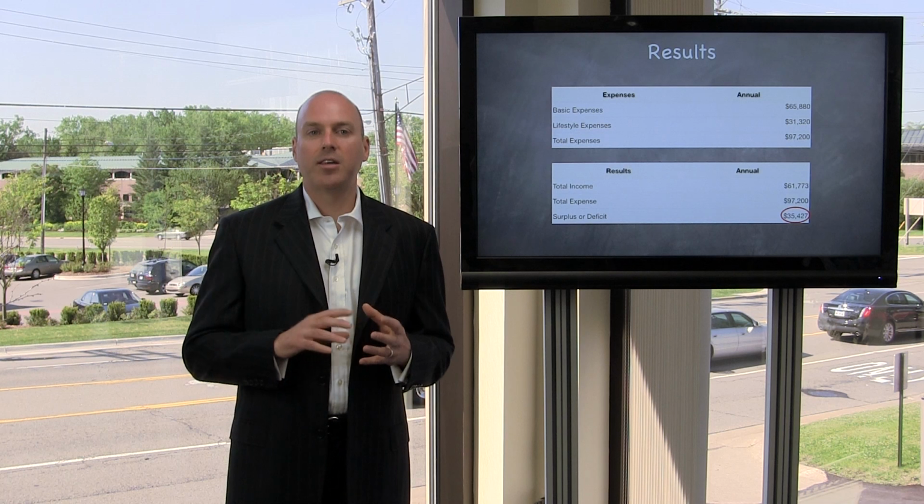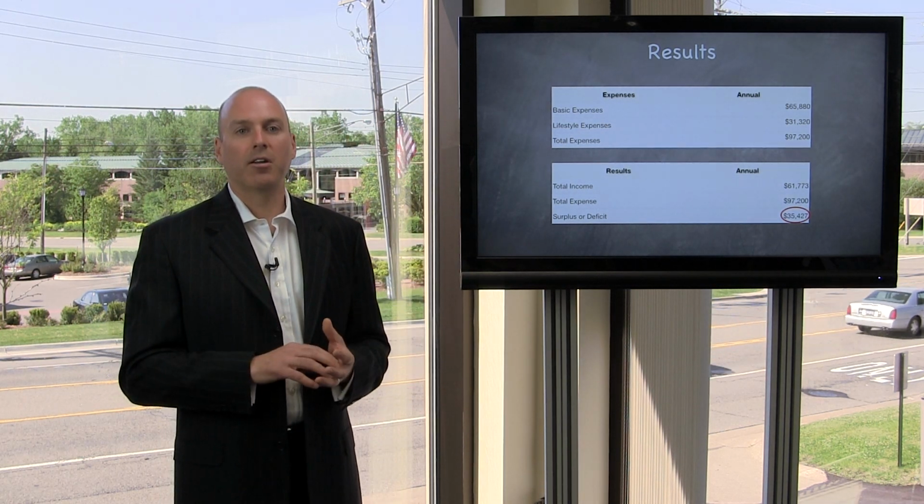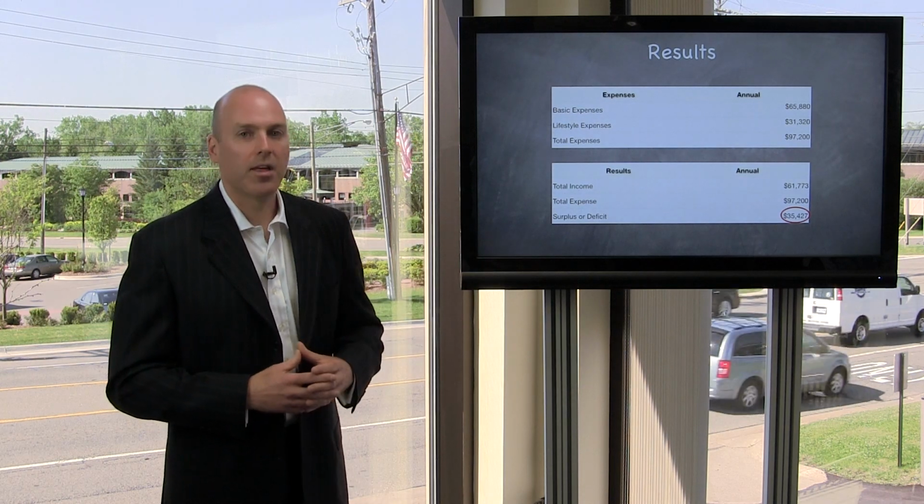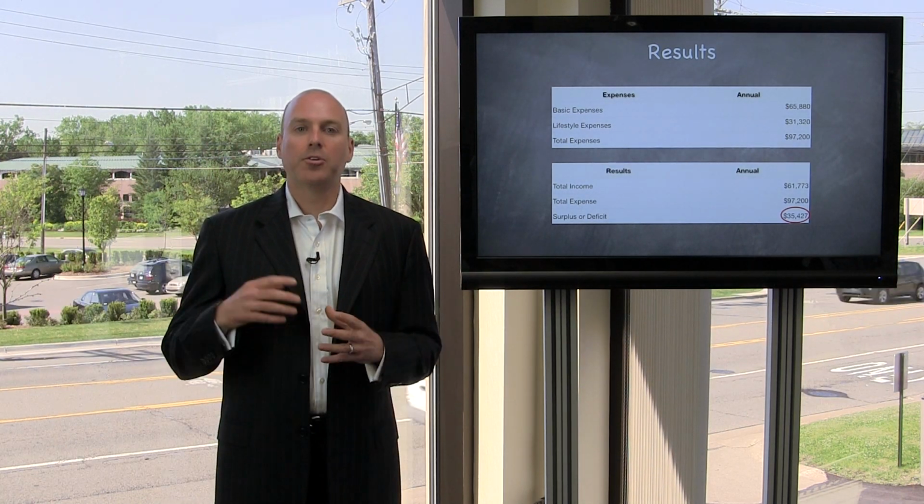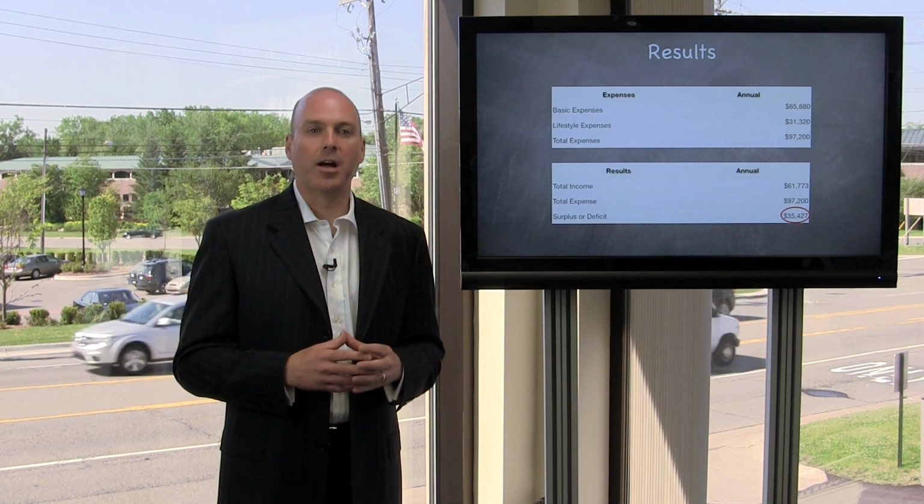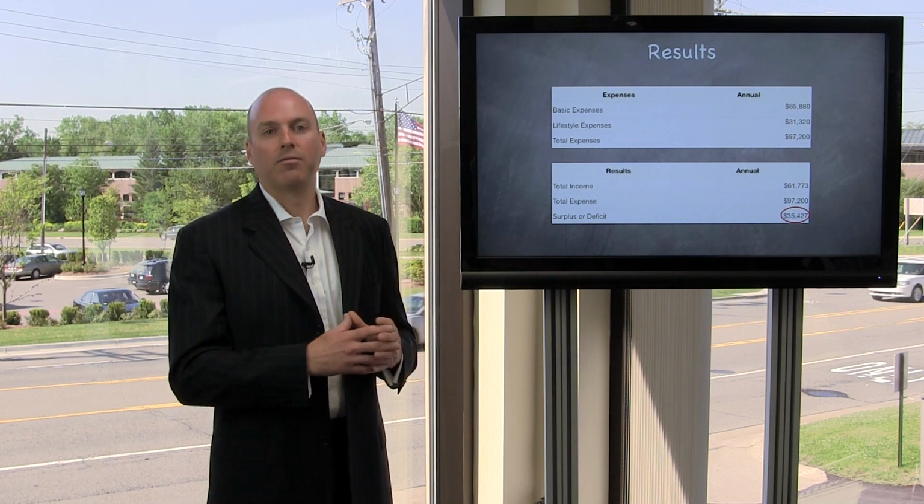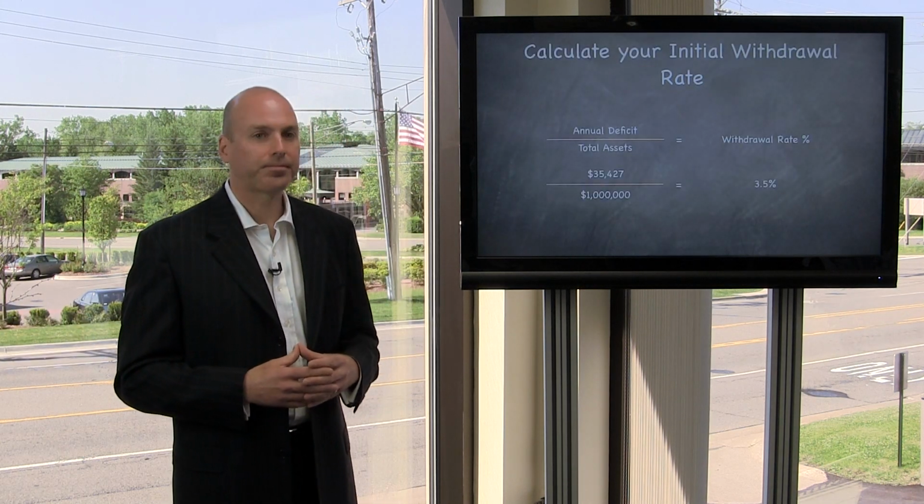Here's a recap of John and Sally's income and expenses. If we add their basic expenses and their desired expenses together, they need $97,200 a year, and their total income from fixed sources is $61,773. So if we subtract their expenses from their income, John and Sally have a spending deficit of $35,427. So in order for them to meet these expenses, they're going to need to pull some money from their retirement accounts every year. Let's see how this looks.